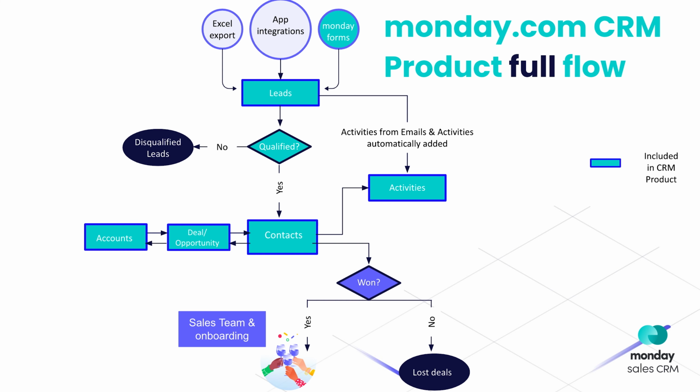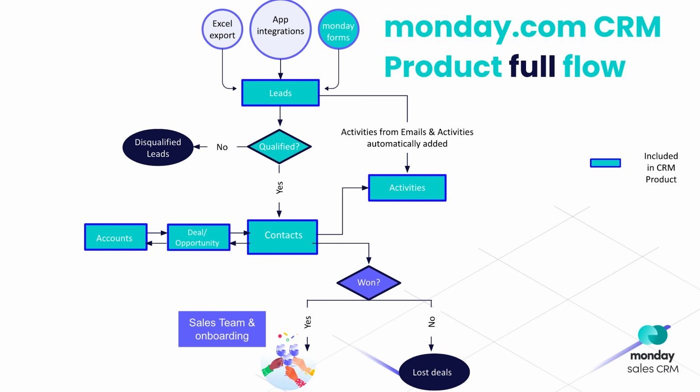Let's start at the top. We have a leads board where our leads are populated from either an Excel import, an app integration, or via the built-in form. If a lead is qualified, it will get added as a contact within our contacts board. Simultaneously, we will start working on a deal with a newly qualified lead and create a new account or add the contact to an existing account to ensure all of the information is synchronized.